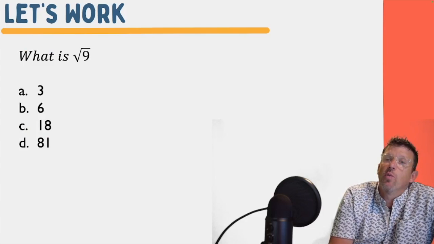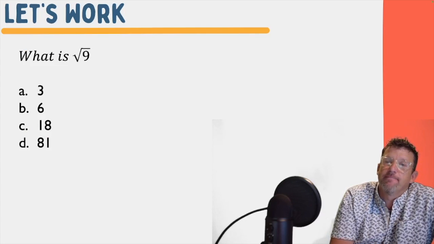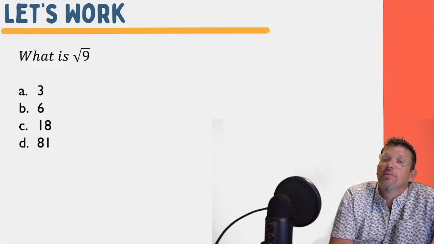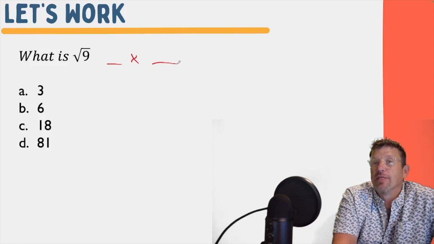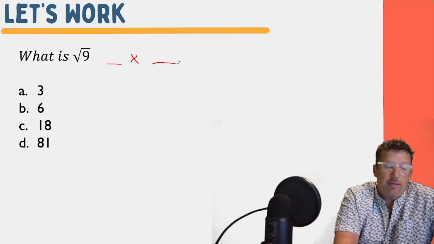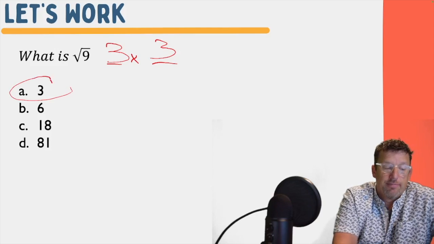Looking at this question, what is the square root of 9? Go ahead and figure out what that is. Well, what does that mean? When you see square root, all it's asking is what times what gives us the number inside the square root symbol. And that would be 3 times 3.